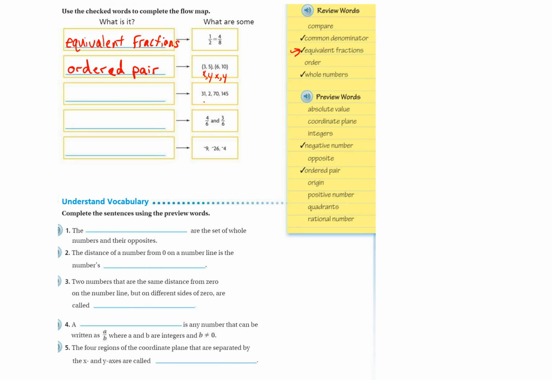4/6 and 3/6. Let's see. Compare, probably not. Common denominator, they do have common denominators, so maybe this one. Whole numbers, no, they're not whole numbers. Absolute value, no. Coordinate plane, no. Integers, negative numbers, no. Opposites, no. Ordered pair, no, we already used that. Origin, no. Positive numbers, could be quadrants. Rational numbers, I'm going to say common denominator here, because both of those fractions have a common denominator and none of those other vocabulary words seem to fit.